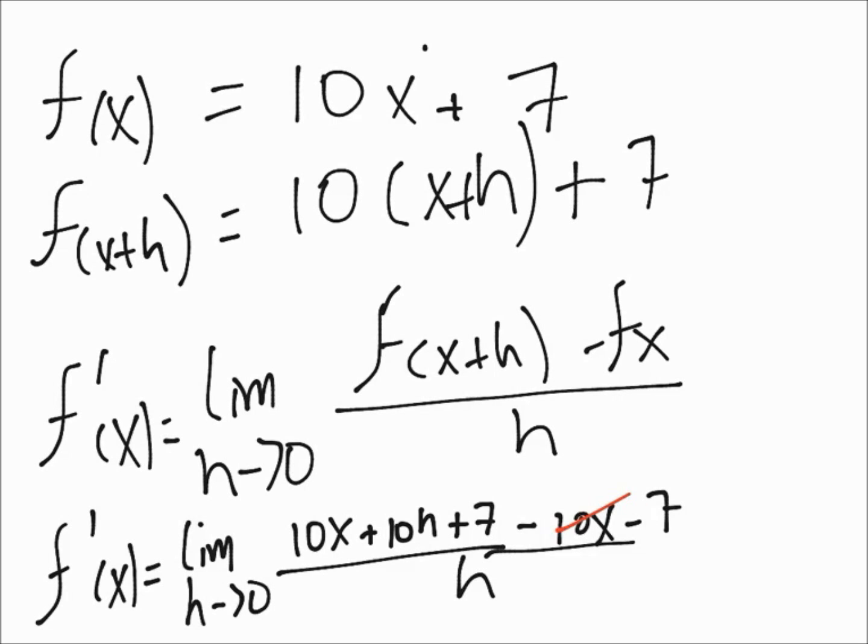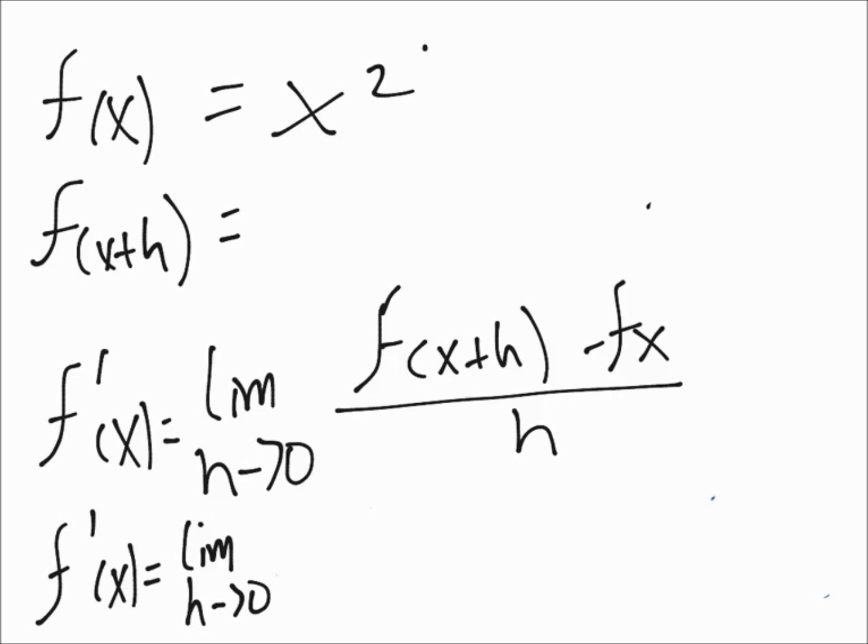This would go with this. This would go with this. We would have 10h over h, which would just be 10. So as you can see, the result we get is the coefficient of the variable. I will do x squared just to prove to you how it gives 2x, just to close the video.